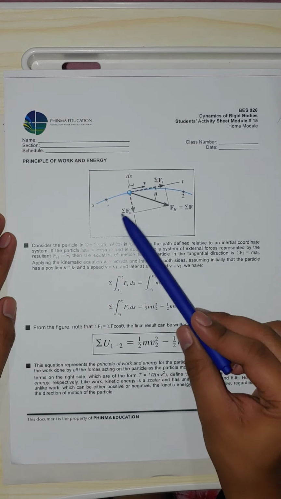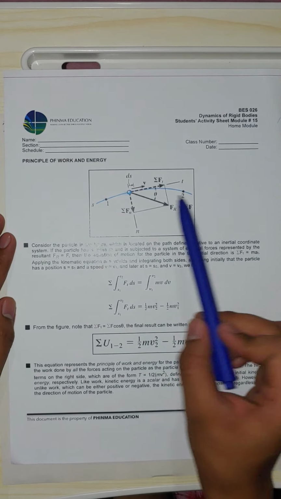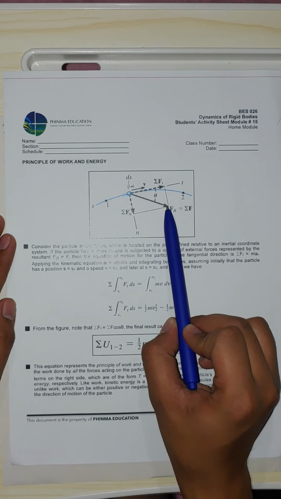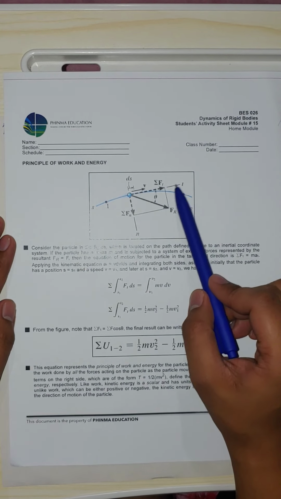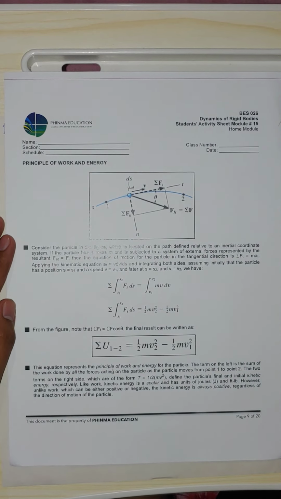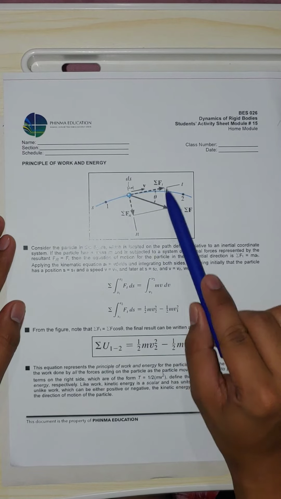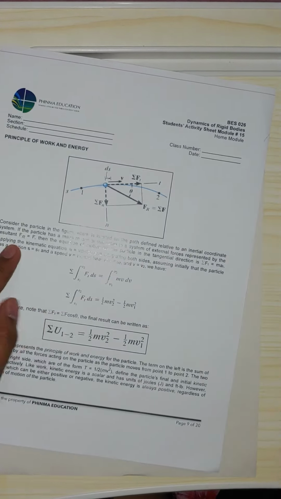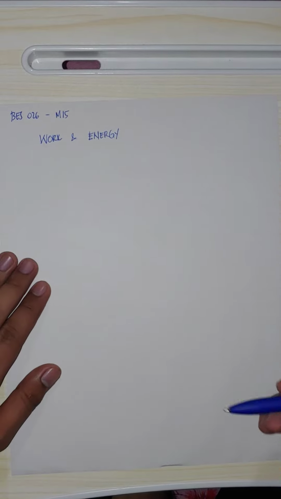So let's say we have a force applied to this object. So we have an inclined force here. This is the summation of the force. And then we have a tangential force, and then the normal force. So say we use that force on this particle. So again, that is moving in a curvilinear or in a curved path.